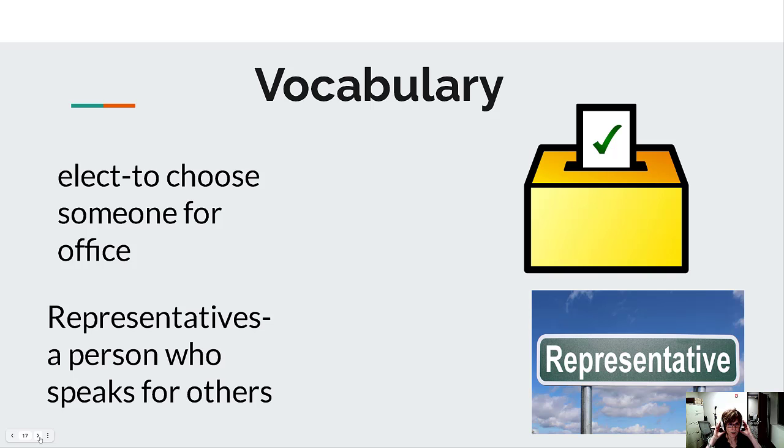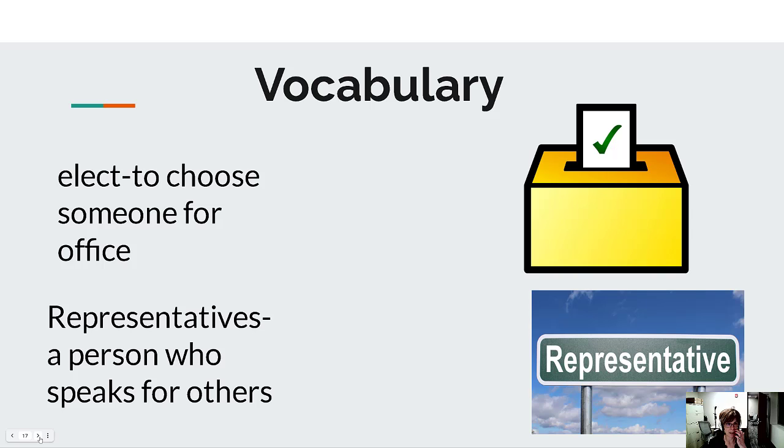Before we start our story, we're going to look at two vocabulary words for the day. The first word is elect, and this just means to choose someone for office. So maybe you and your friends are outside, you're playing a game, and you're going to elect someone to be the captain for the team. That means you're going to choose someone. Or you might select someone for office.